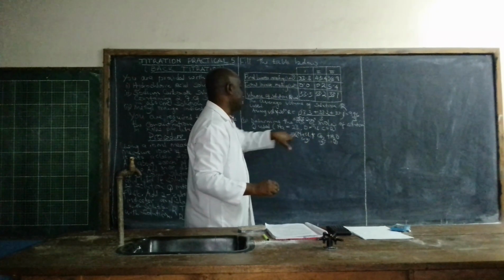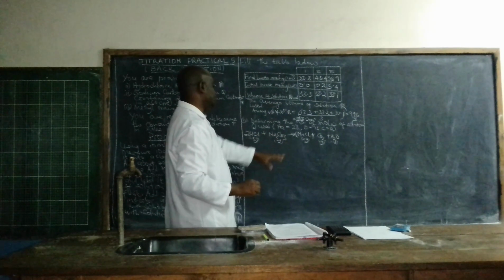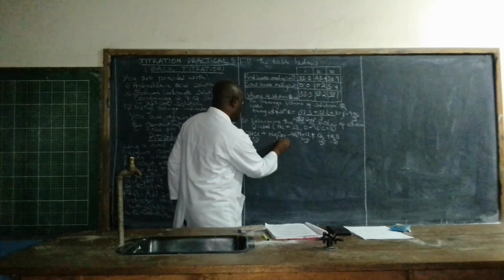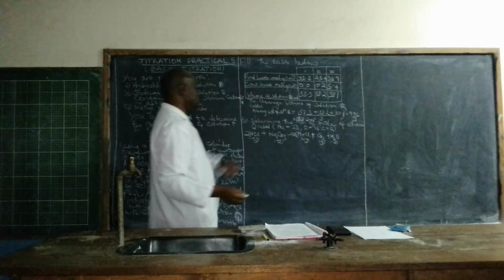Carbon: we have one carbon atom on one side and one carbon atom on the other side. Oxygens: how many oxygens do we have on this side? 3 oxygens. On the other side, if we combine, there are 3 oxygens. So our equation is balanced.